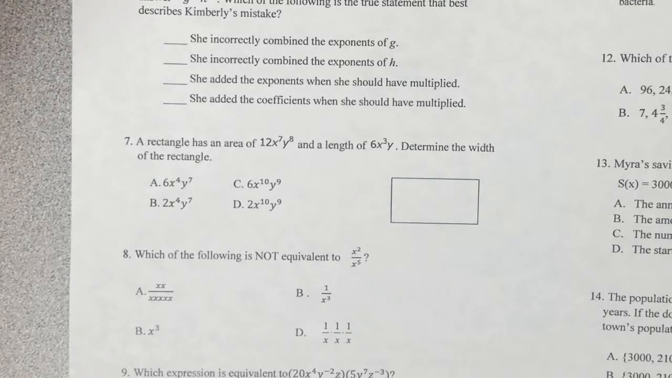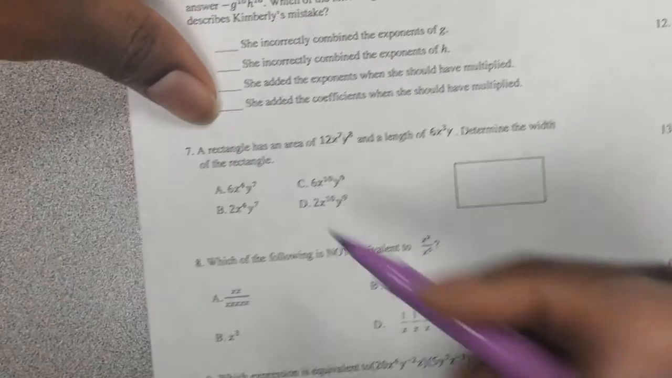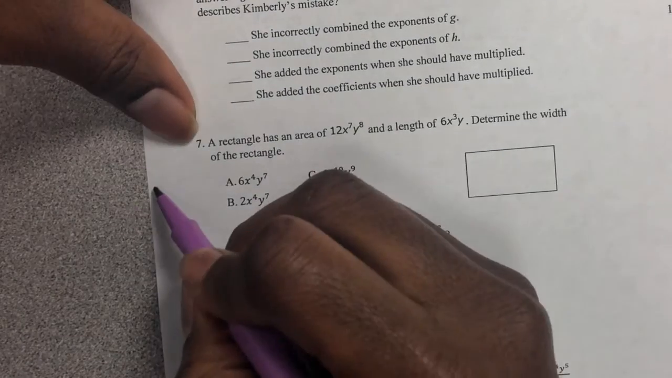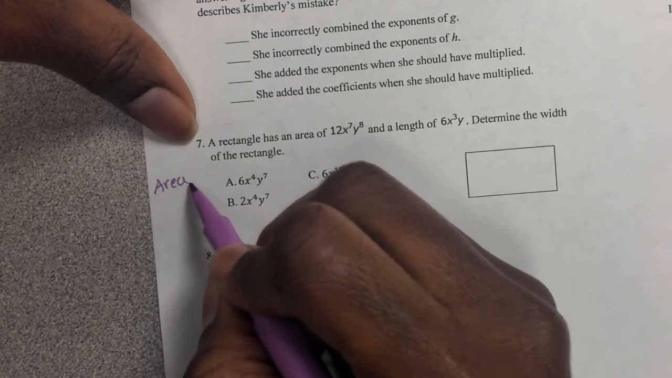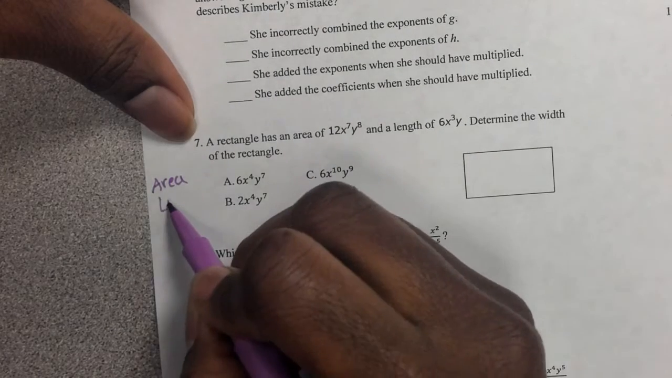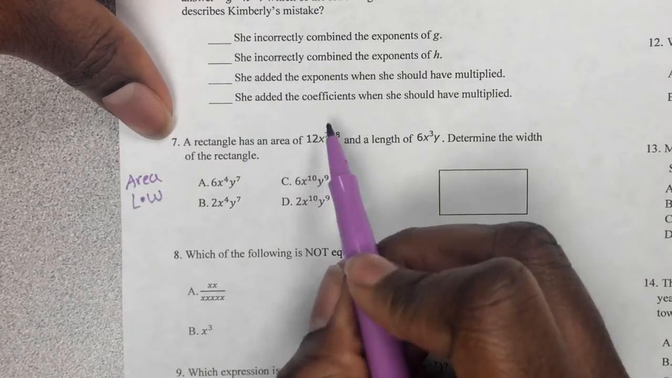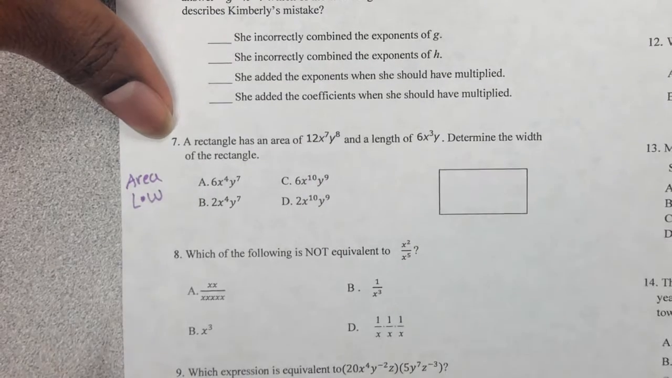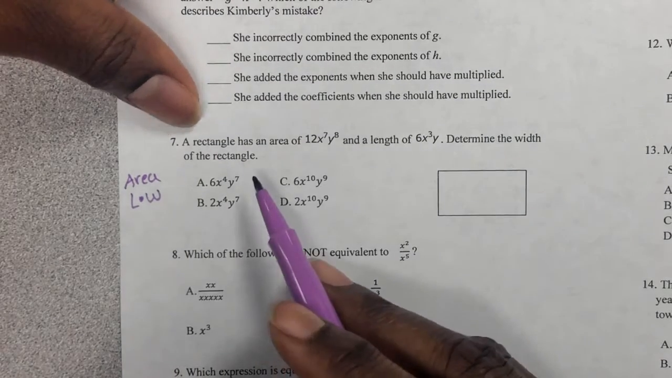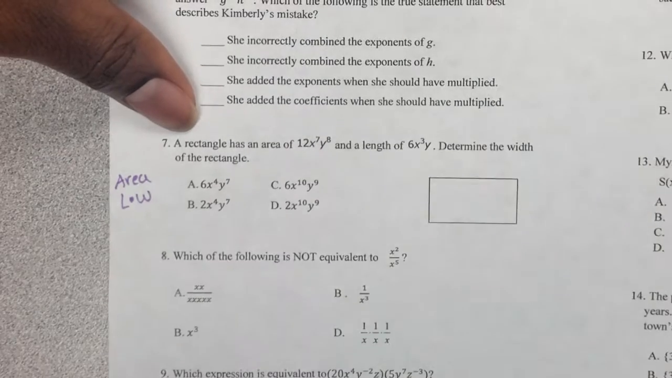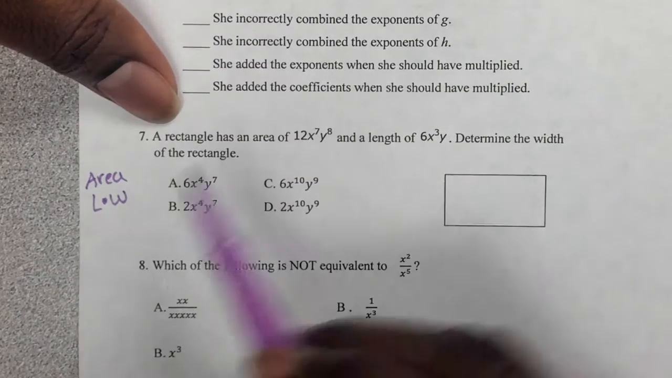So this is one of those problems where a lot of people want to actually find the area, because they think, oh yeah, I know how to find the area of a rectangle. It's length times width. So they want to do length times width. But it doesn't tell you to find the area. What does it actually tell you to find? It says find the width.